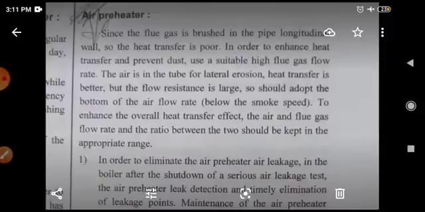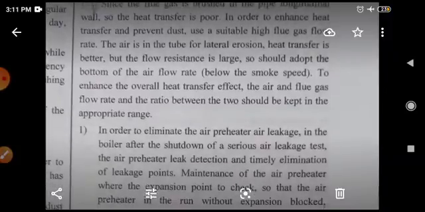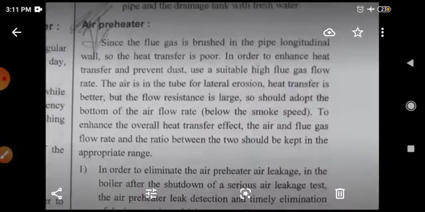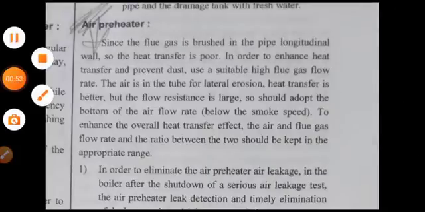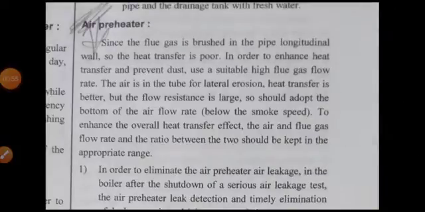So here is another one, the air preheater. Like the economizer, the air preheater is there. Since the flue gases flow in the pipe along the longitudinal wall, the heat transfer is poor. In order to enhance heat transfer and prevent dust, use a suitable high flue gas flow rate.